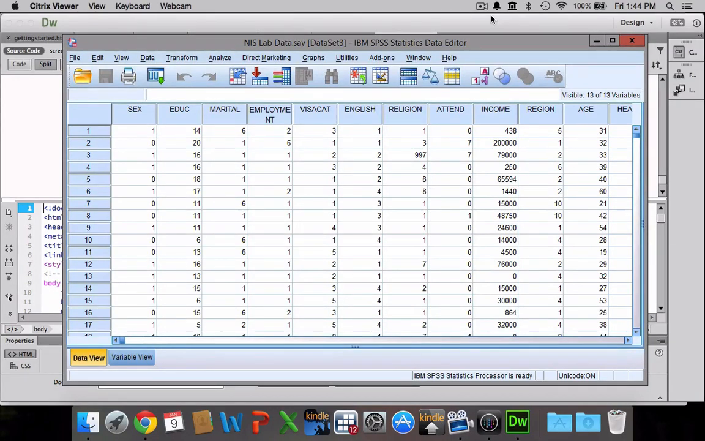In this video, I'm going to show you how to calculate a confidence interval using SPSS. I'm also going to show you how to adjust the width of that confidence interval, or your level of confidence for that confidence interval.